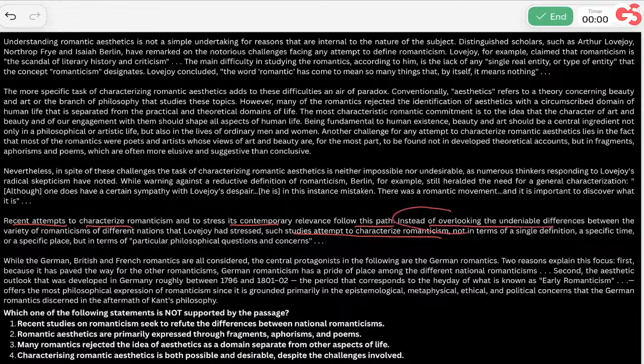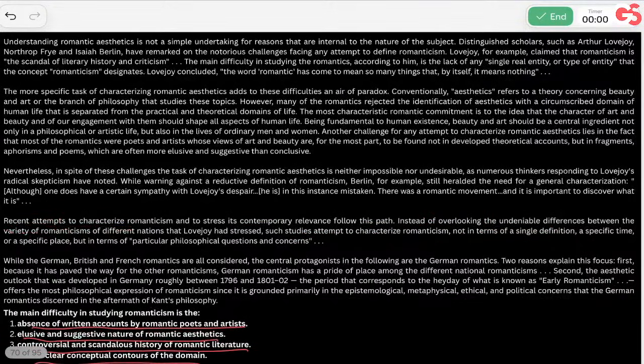Instead of overlooking. First, clear. I don't even need to read others, right? Or do I? I don't need to. Next, the main difficulty in studying romanticism is what?